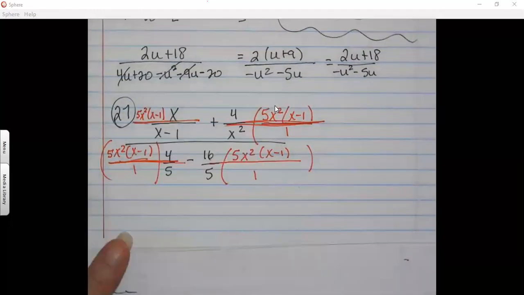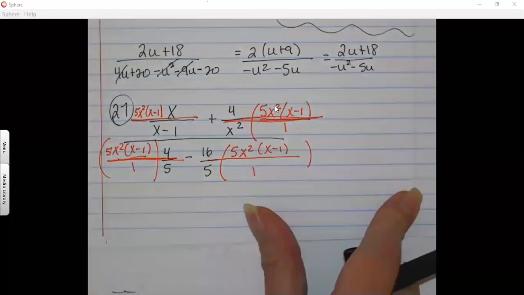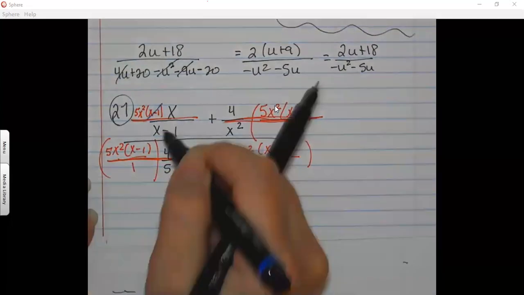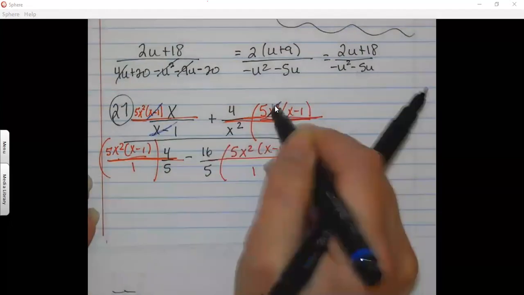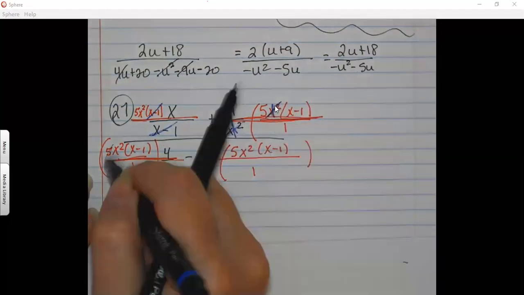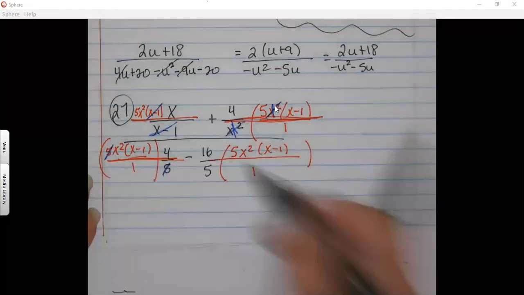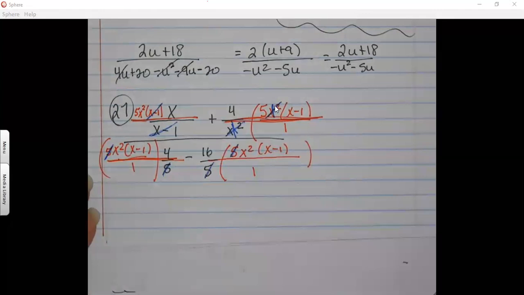Okay, so top left, the x minus 1 cancels. Top right, the x squared cancels. Bottom left, only the 5 cancels. And bottom right, only the 5 cancels. I probably should have started this on a new sheet of paper. So each individual fraction, whatever's left, multiply it together.